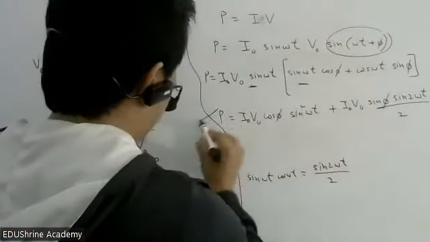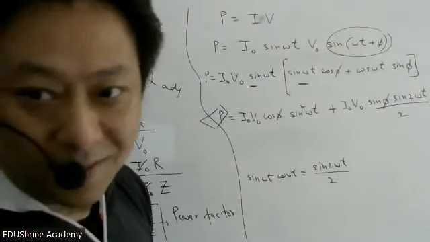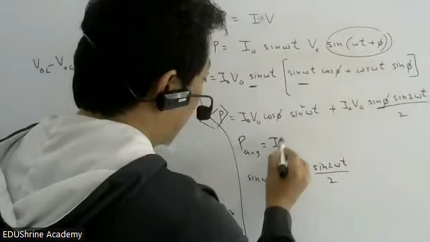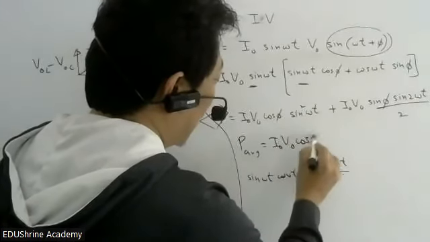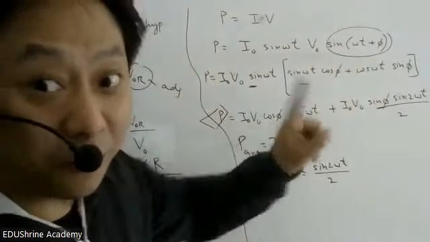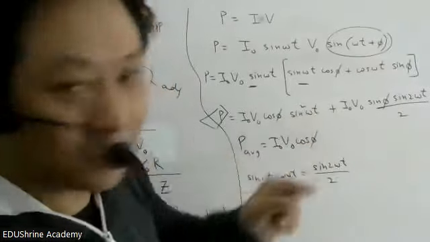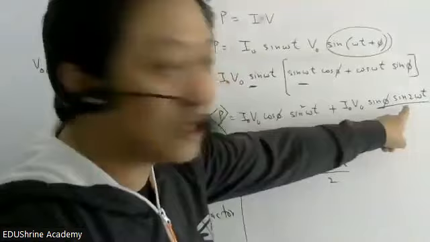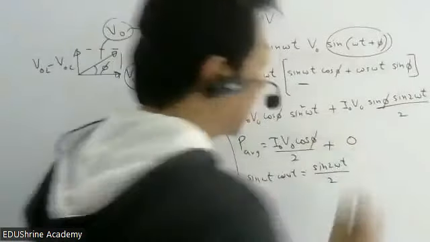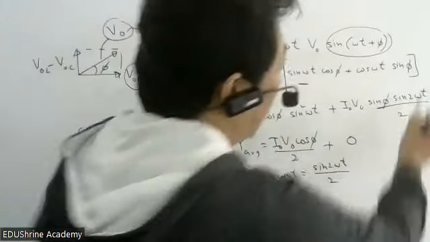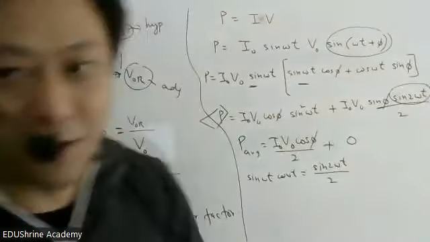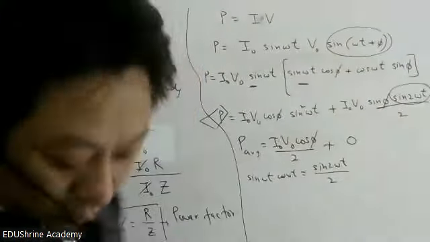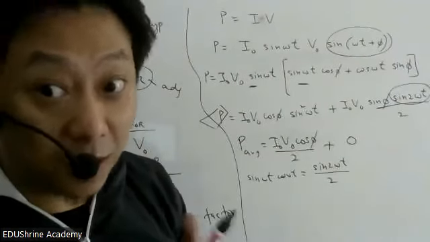Now if you take the average power, the constant will come outside, I naught V naught cos phi. What was the average of sine square? First day I taught, 1/2. So 1/2. And the average of only a sine function is 0, because this is the one which is changing with time, no? So if you take the average of only sine without square, then you will get 0. So this is how we derive the formula for average power.